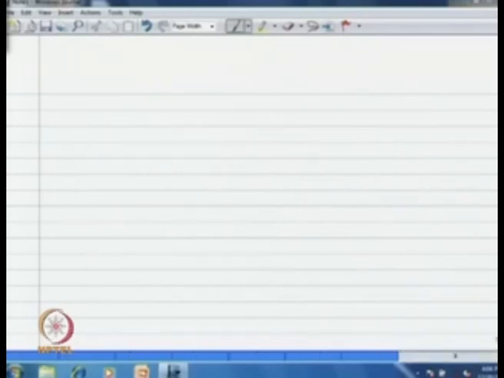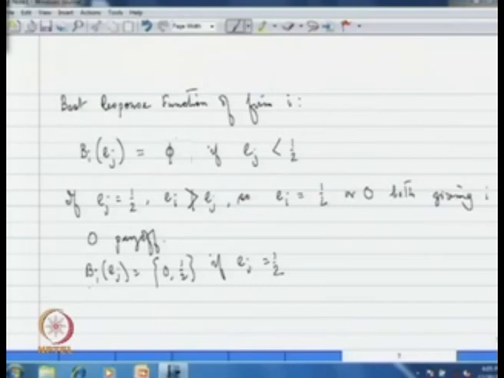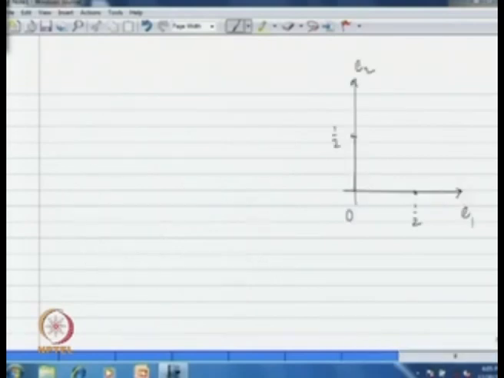Let us now plot the two best response functions and try to find out what is the Nash equilibrium. So, here you have E1 and E2, and let us say these are the values half and half. We have seen that if E2 is less than half, then there is no best response for firm 1. So, for this range there is no best response. If E2 is equal to half, then E1, the best E1 could be either 0 or half. So, this is one possibility and this is another possibility, both are equally good. So, this is B1. What about B2?